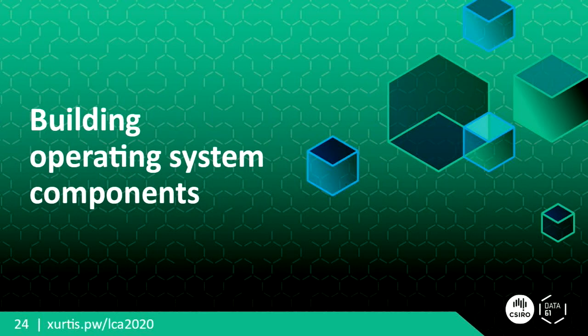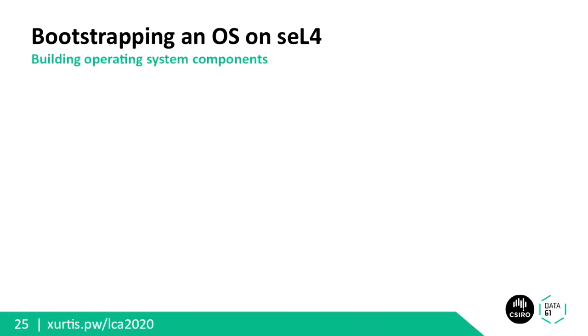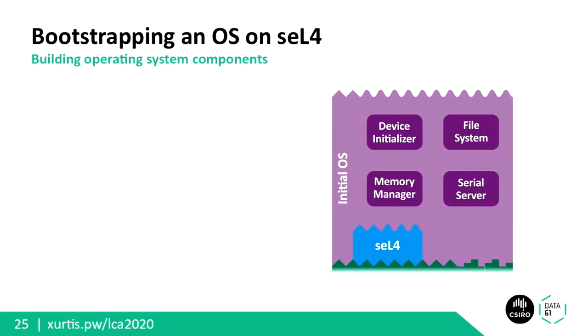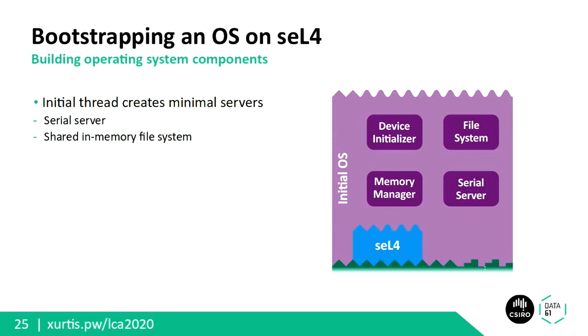So what we should do now is take this basis for a system and start building an operating system on top of it. The first thing that we're going to have to do is construct the minimal set of processes that's going to be required to allow us to write more general applications. And we're going to use the initial thread to construct these components. So one of the first things we might need is a serial server, a dedicated process for managing the serial device, which can communicate with other processes to interact with the user.